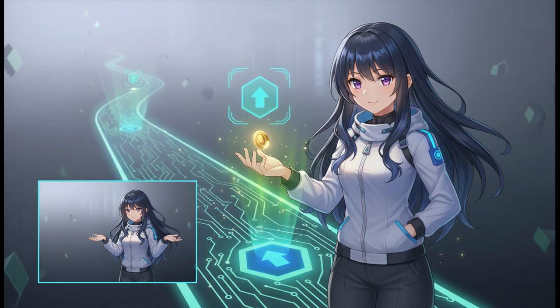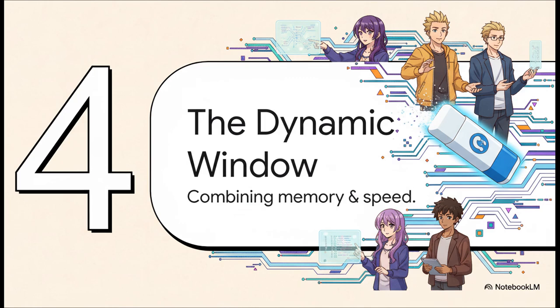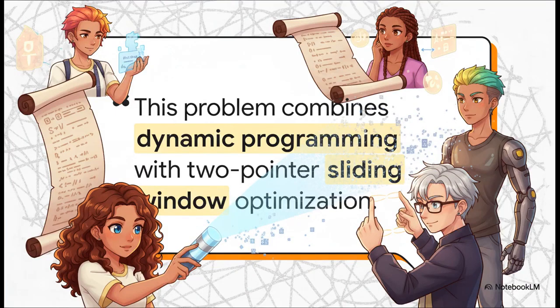That's the core decision. Okay, so how on earth do we actually build this? How do we search through everything efficiently and keep track of our transformation costs? Well, it's going to take a really clever combination of two powerful algorithmic techniques. And here it is, the secret sauce. The source material hints at it directly. Dynamic programming combined with a two-pointer sliding window.